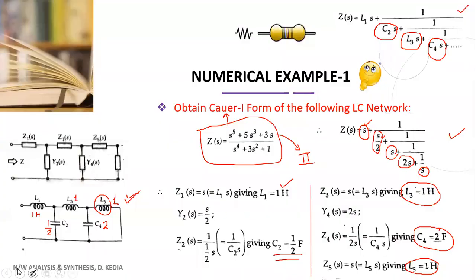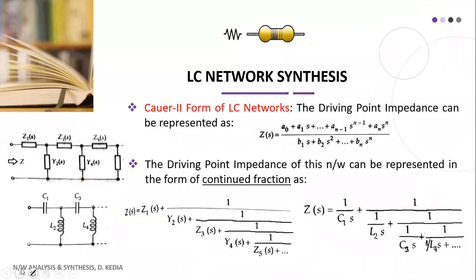So students, after the Cauer 1 form of representation through numerical example 1, now we move to the Cauer 2 form. So this is your Cauer 2 form of LC network. First we have to identify what the difference is between Cauer 1 and Cauer 2. Though I have already told you about Cauer 1 and represented Cauer 2 also, in Cauer 2 your series arms will have capacitors, and your shunt arms will have inductors.